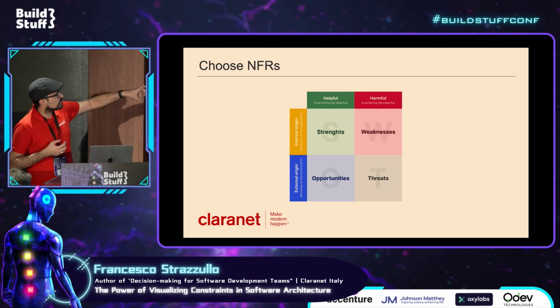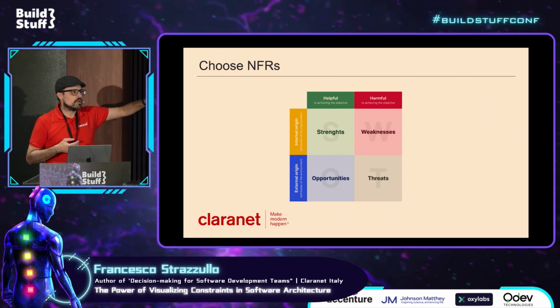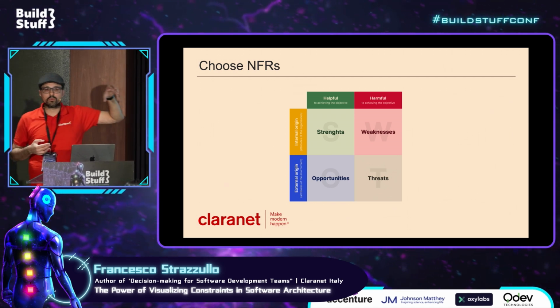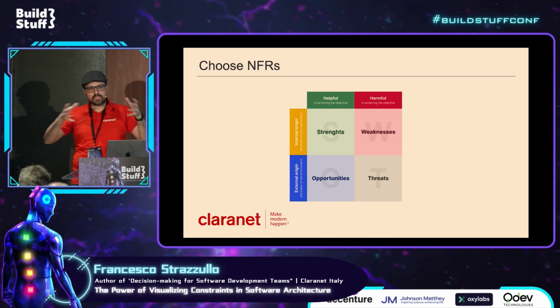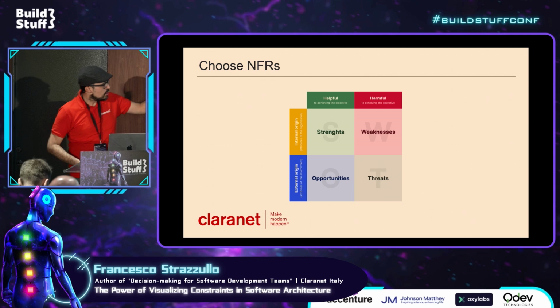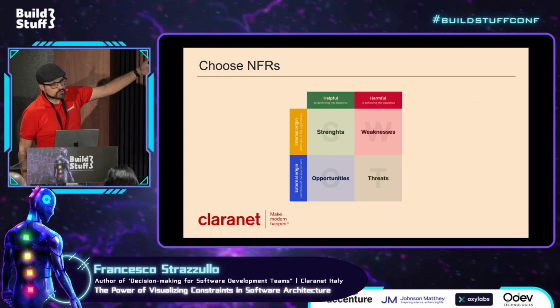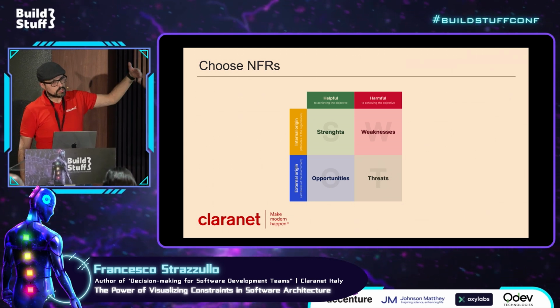And then you have the external origin. So you have the opportunities that you have in the market, the opportunities that you have outside, the opportunities that you could have in the local community. Or you can have the threats of your market, community, or whatsoever.